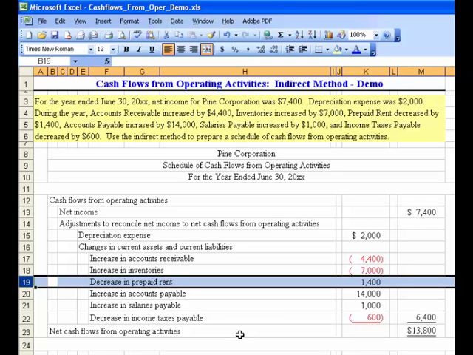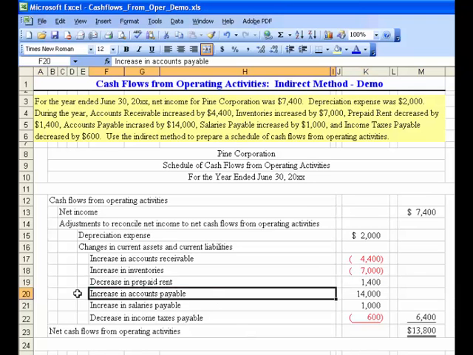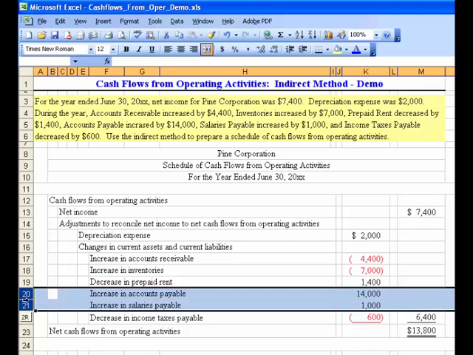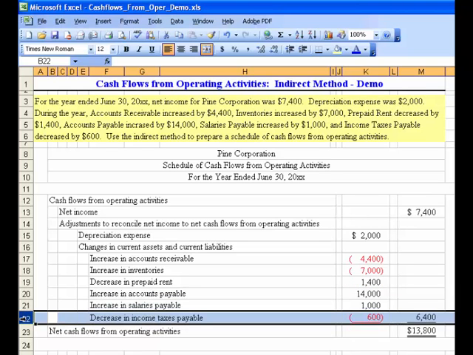Now, when we move over to the liability side of the equation, it works just the opposite way. An increase in a liability, an increase in current liabilities, that is, represents a positive adjustment, and a decrease in current liabilities means that we must have used cash to support that decrease.